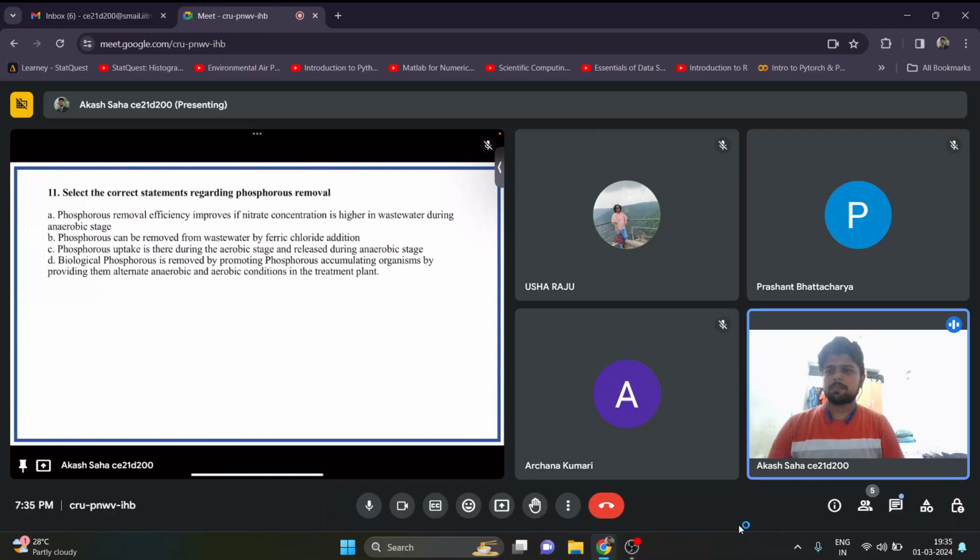Okay, so next problem. It says select the correct statement regarding phosphorus removal. First, phosphorus removal efficiency improves if nitrate concentration is higher in wastewater during the anaerobic stage. Next, phosphorus can be removed from wastewater by ferric chloride addition. Third, phosphorus uptake is there during the aerobic stage and released during the anaerobic stage. And fourth, biological phosphorus is removed by promoting phosphorus accumulating organisms by providing them alternate anaerobic and aerobic conditions in the treatment plant. So which of the statements are correct?